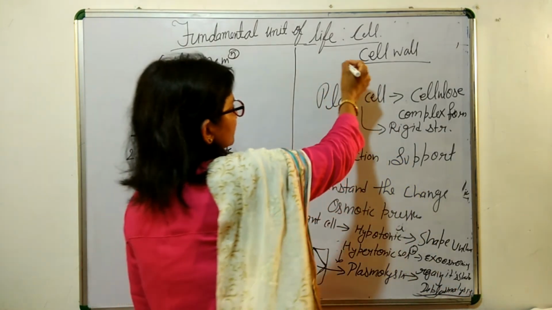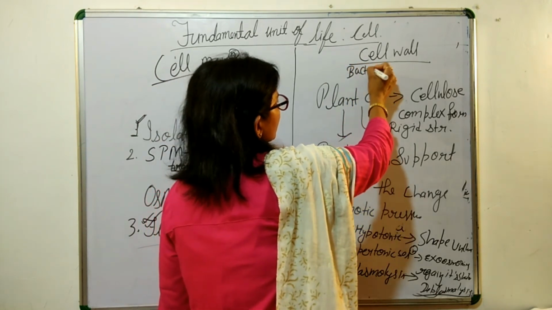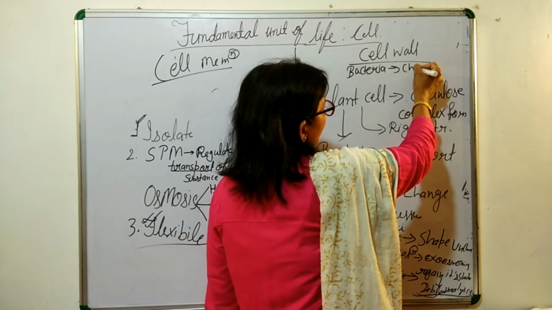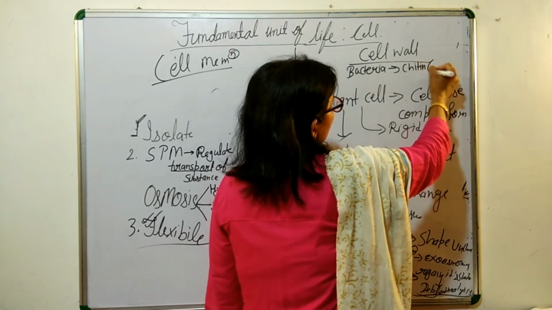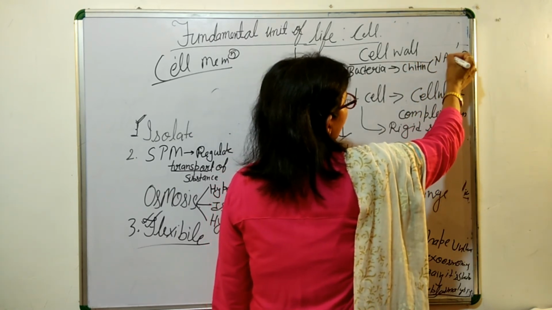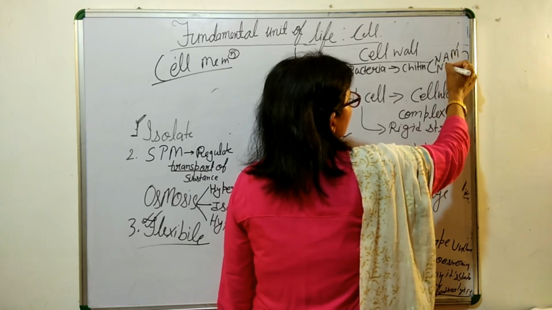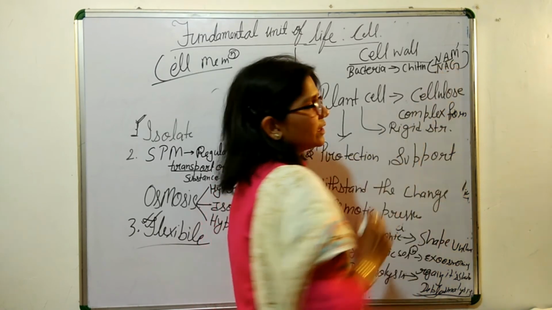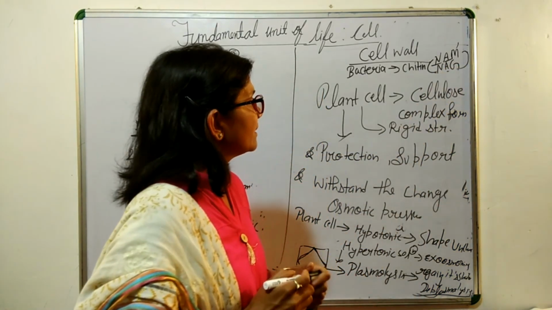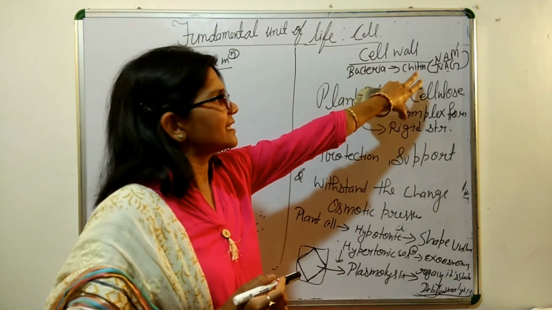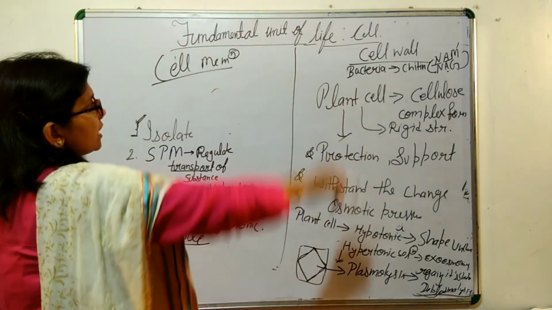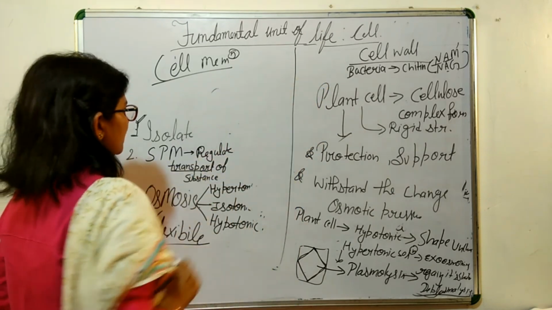In case of bacteria, the cell wall is mainly made up of peptidoglycan, which is made up of two materials, NAM and NAG, N-acetylmuramic acid and N-acetylglucosamine, joined by glycosidic bonds. But we'll discuss this in later classes. So it was all about the cell membrane and cell wall.